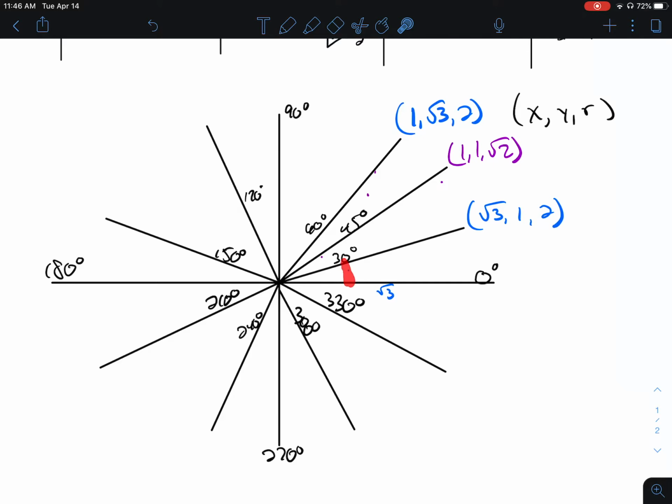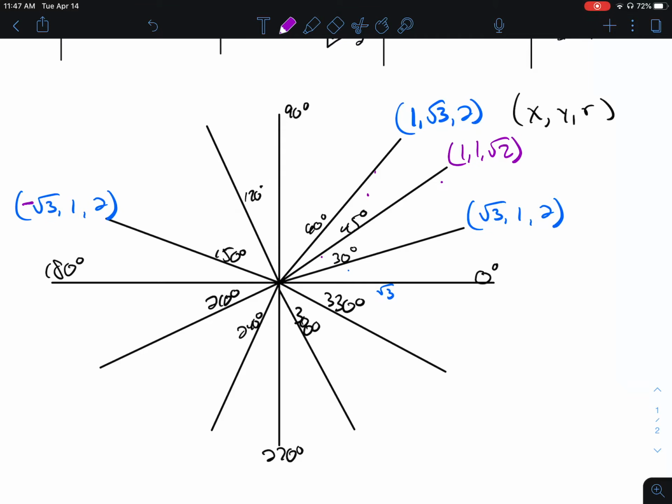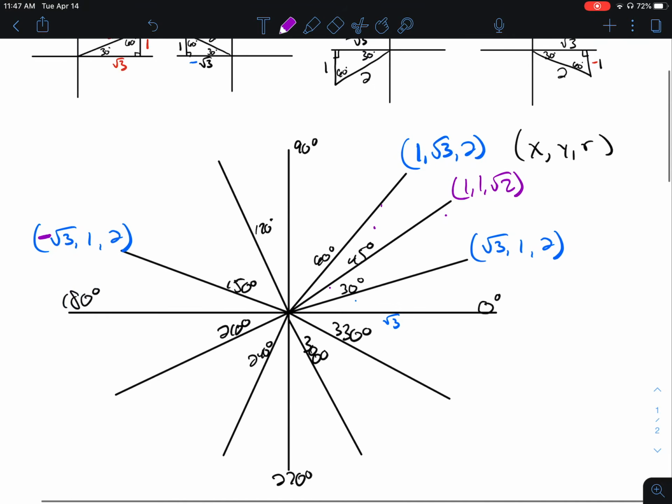30 degrees is this angle right here. Guess what this reference angle is here for 150? It's also 30. So that means that if we draw a 30, 60, 90, opposite 30 is going to be 1. That's y. The long leg's going to be the square root of 3, and the hypotenuse is going to be 2. The only difference is this x value has to be negative because we went left. So if we take this ordered triple here, we copy and paste it over here, the only thing that we have to change is in quadrant 2, the x values are negative.